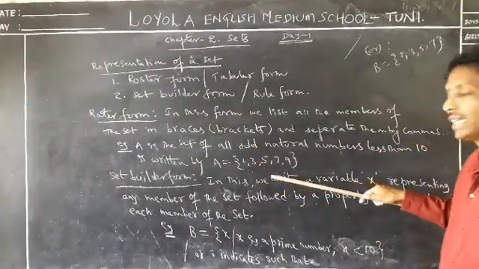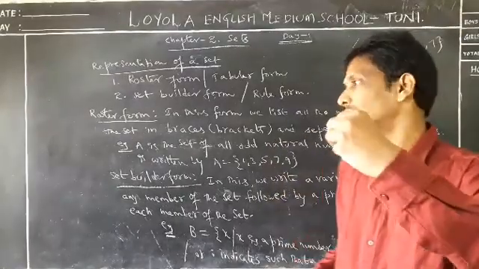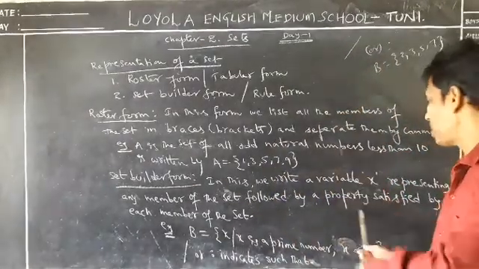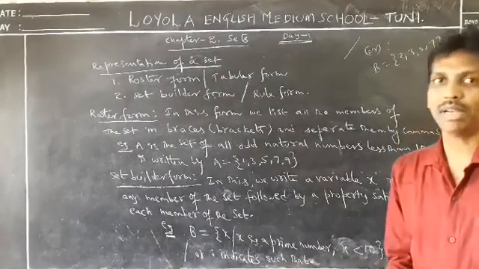Instead of writing the elements directly, we mention a particular relation or property among the given elements; that comes under set builder form.